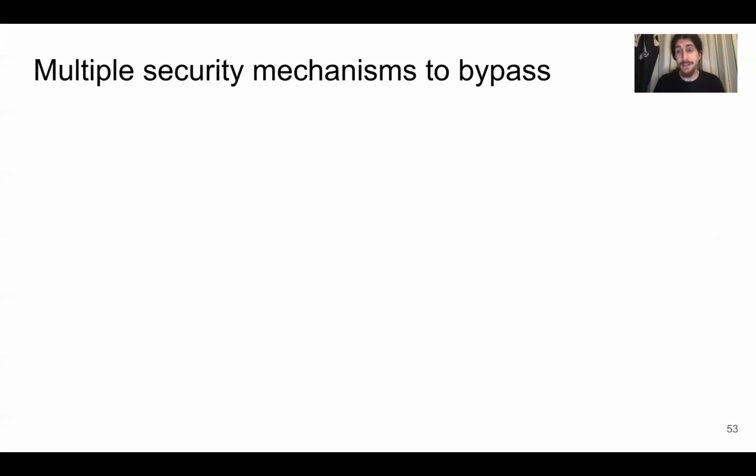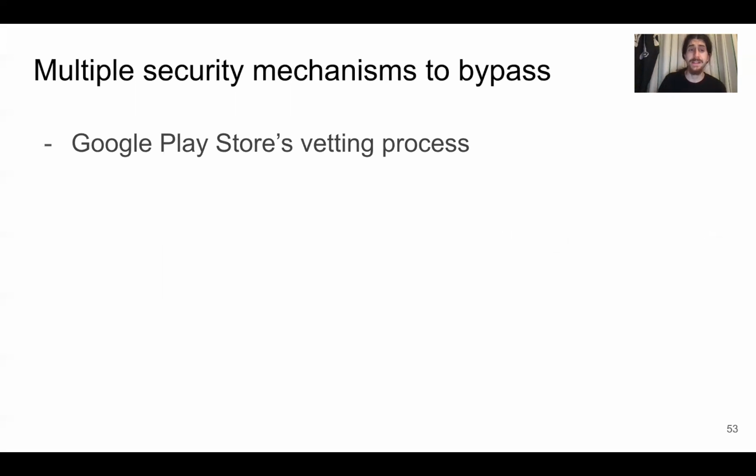And it's not that simple. There are multiple security mechanisms to bypass for an attacker to be able to run malware on your phone. The first one is the Google Play Store's vetting process. If you have an Android phone, by default, usually you can install apps only from the Play Store. So to install an app from the Play Store, the app needs to be there. So somehow the app needs to get past this vetting process.